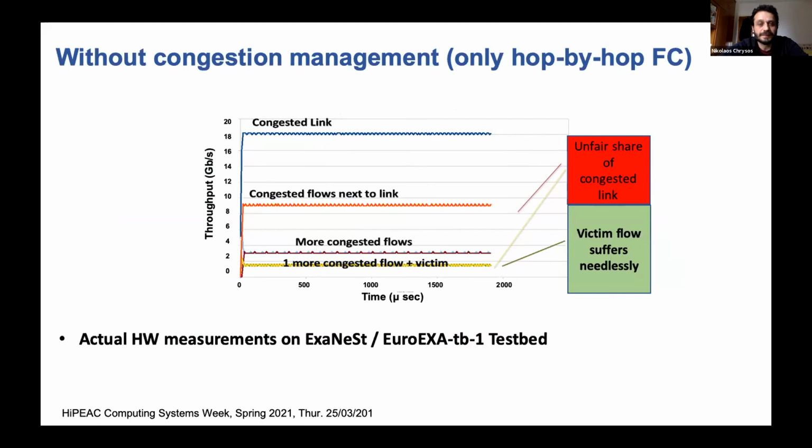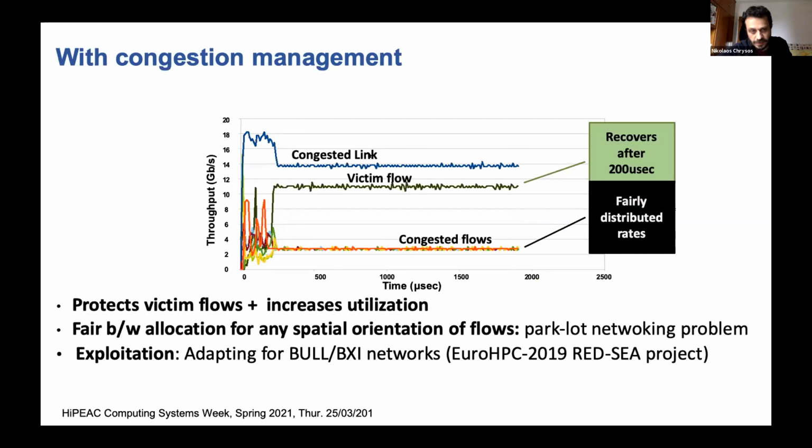And as you see, the congested link is highly utilized. It's at peak rate. Actually, this is the peak rate that it can get. But we have all these bad things happening underneath. So with the congestion management that I introduced before, we have a much better situation.